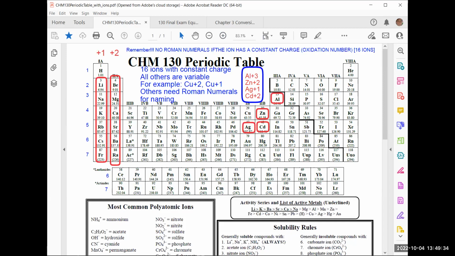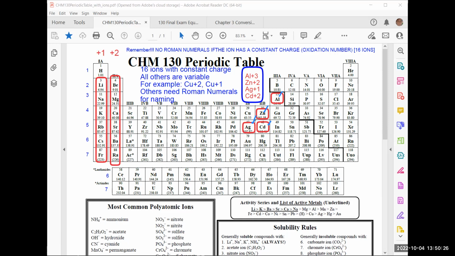And that is aluminum, right here. Aluminum, zinc, silver, and cadmium. Aluminum always has a +3 charge. Okay. And that's expected because it's in group 3. So always 100% of the time has a +3. Now the others are the B transition metals, the zinc, the silver, and the cadmium. Those 3: zinc always has a +2, silver always has a +1, and cadmium always has a +2.